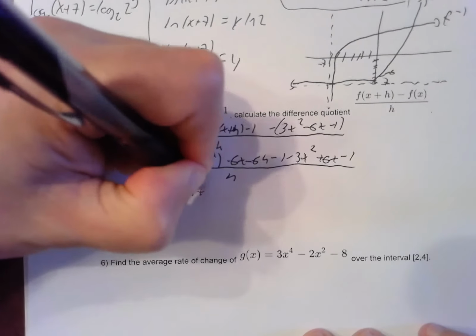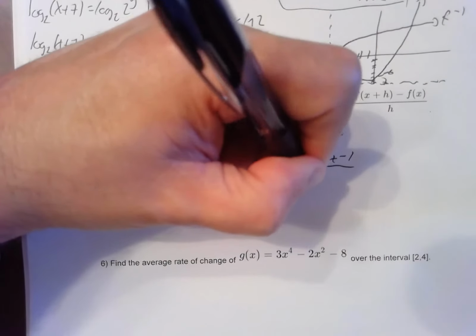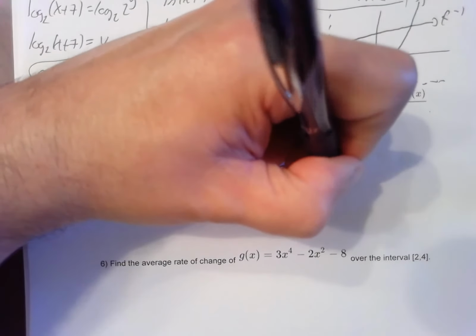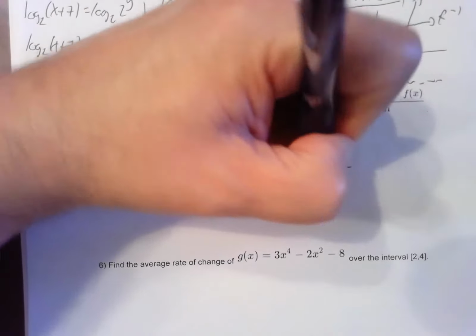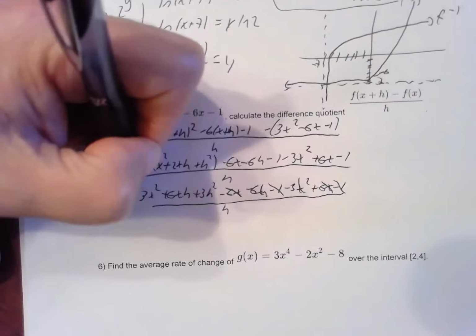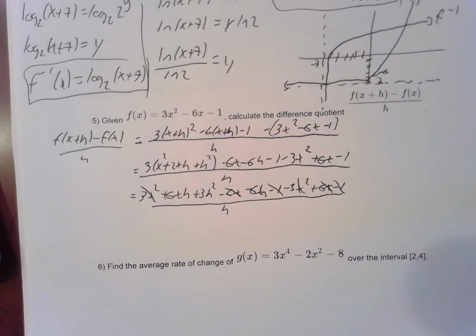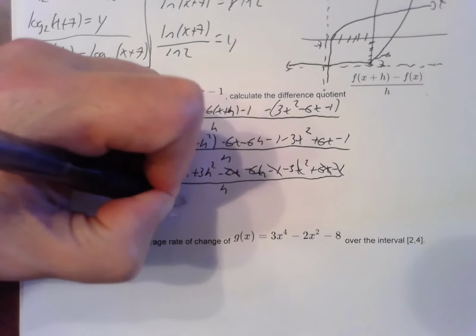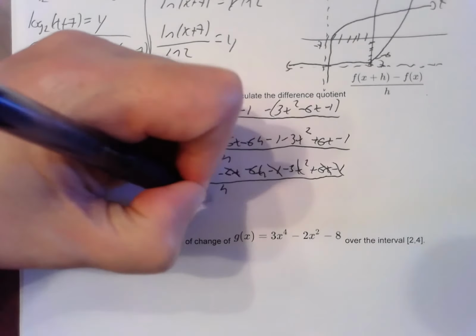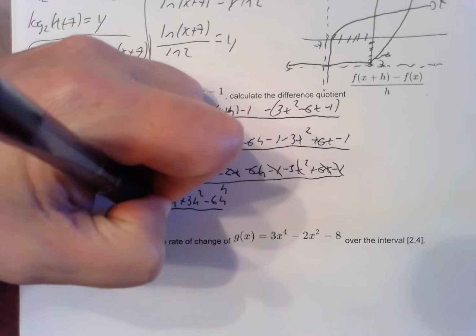And I got to recopy all this. Don't be lazy. All over, don't forget the over h. Okay, all 3 of those better cancel. Cancel, cancel. 6 things cancel. And I'm left with 6xh plus 3h squared minus 6h all over h.